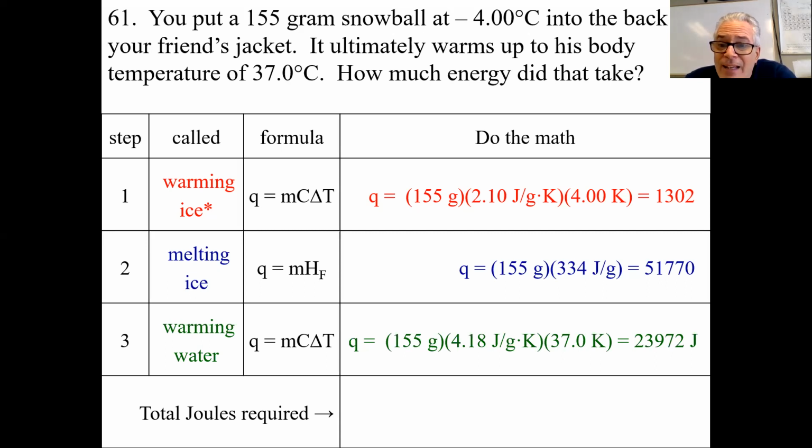So first we warmed the ice, then we melted the ice, and then we warmed up the water. And then we have to sum this all up. We have to sum it all up. So it comes out to 76,774, which rounds to 3 significant figures.